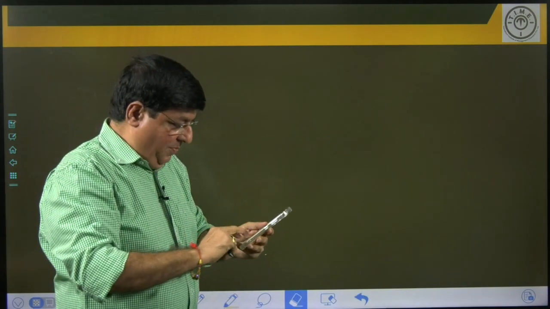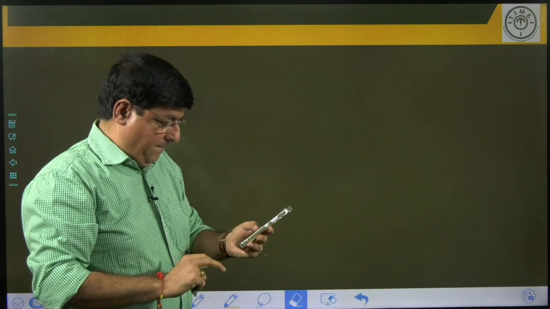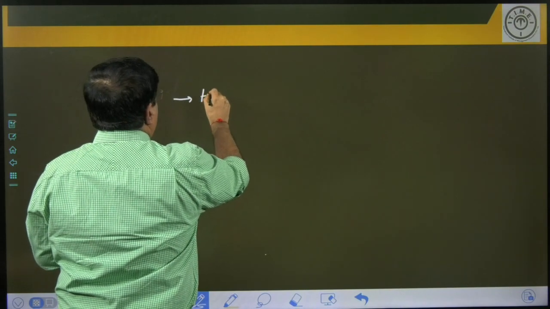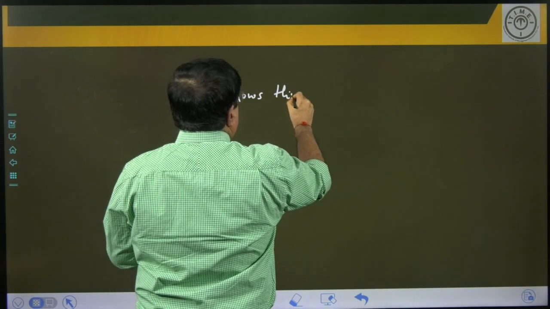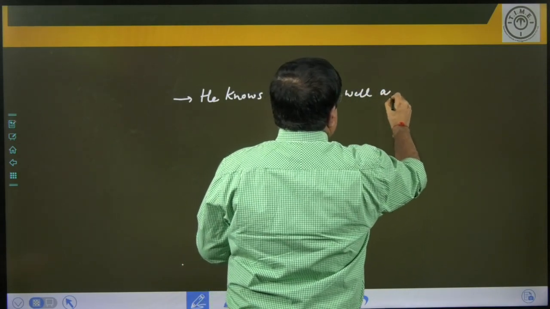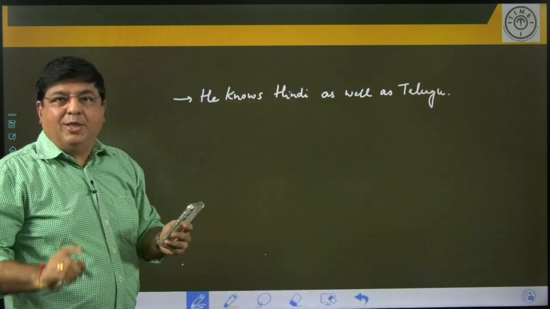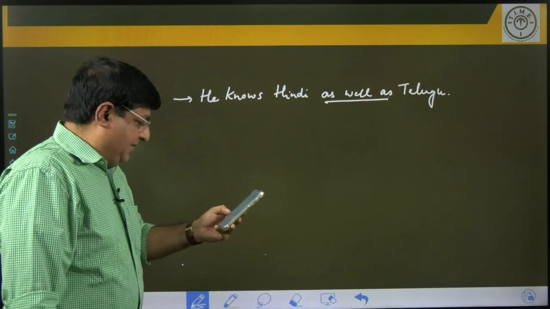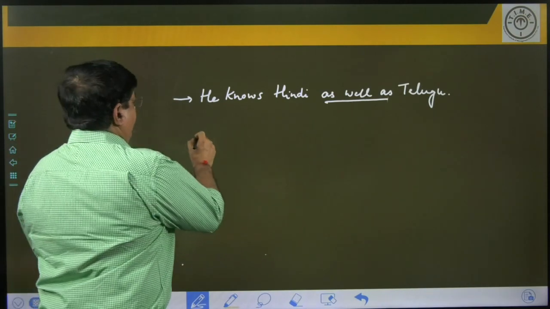Grammar examples మీకు నేను just I'll write down on the board. He knows Hindi as well as Telugu. ఇందులో fill in the blank ఏమి ఇచ్చాడంటే as well as ఇచ్చాడు. He knows Hindi as well as Telugu. Fill in the blank ఏమి ఇచ్చాడు? as well as. Okay.